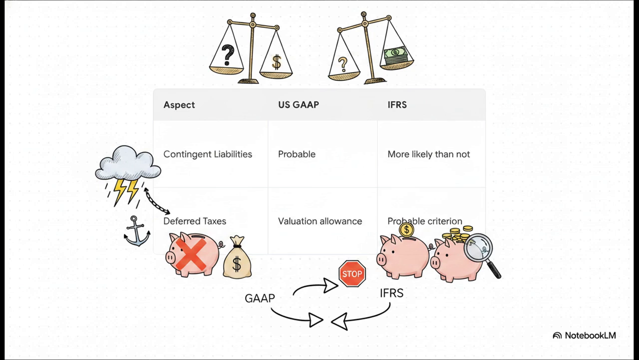We see a similar gap with deferred taxes. US GAAP requires a complex valuation allowance, which is basically a reserve against tax assets you might not end up using, while IFRS simply relies on a probable criterion. The bottom line? IFRS will generally force a company to recognize a risk a lot faster than US GAAP will.